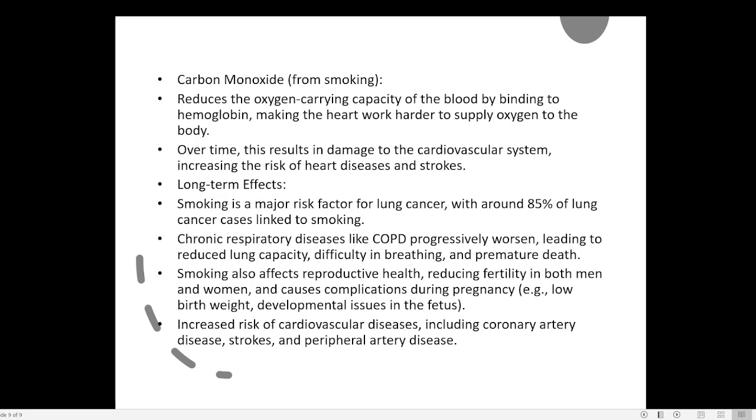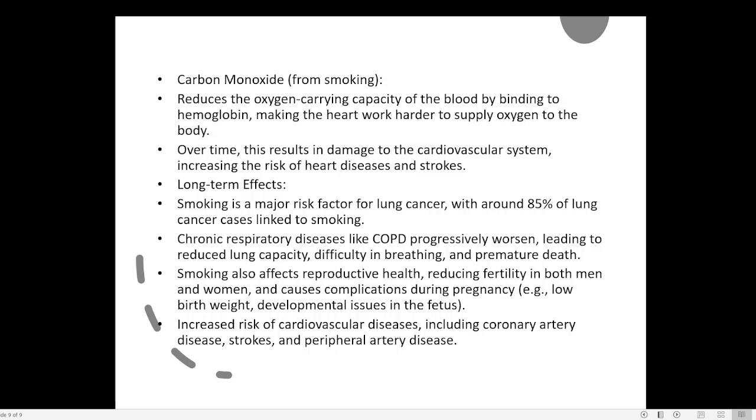Smoking also produces carbon monoxide that will be reducing the oxygen carrying capacity of the blood by binding with the hemoglobin, making the heart work harder to supply oxygen to various cells and tissues of the body. Over time, this results in damage to the cardiovascular system, increasing the risk of heart disease and stroke. So that is the problem with carbon monoxide. That is why, as I told you in the beginning, there are two major systems in your body. One is the respiratory system, the second one is the circulatory system. Both these systems are very much affected by smoking.